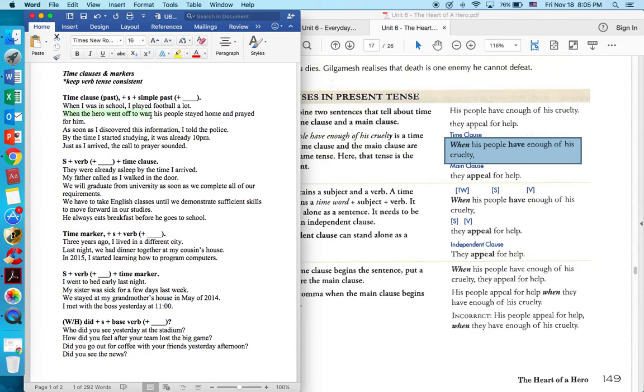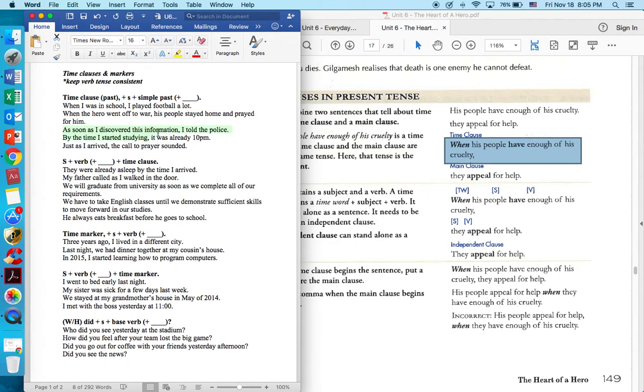Next example, when the hero went off to war. Again, if we took off when, we could make a complete sentence, the hero went off to war. We have a past tense verb here, so we're going to make a past tense in the next clause, which is again the main clause or independent clause. His people stayed home and prayed for him. Here we have two verbs, both of them are simple past.